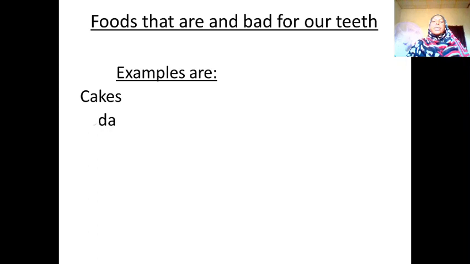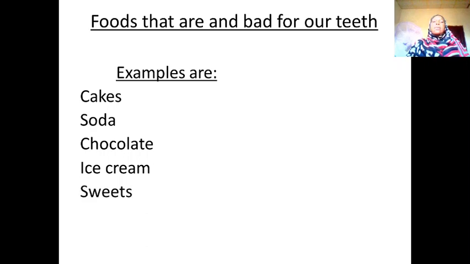We have a few examples, or maybe many examples. I have just written for you a few of them, but there are several examples of foods that are not good for our teeth, and they are as follows: cakes, sodas, chocolates, ice cream, sweets, biscuits. These are just a few. You know many others that we eat in our locality that are quite harmful to our teeth.